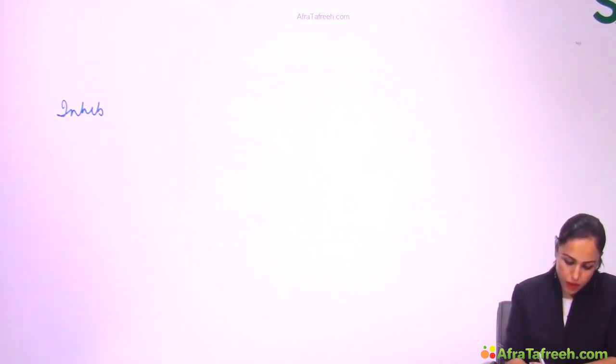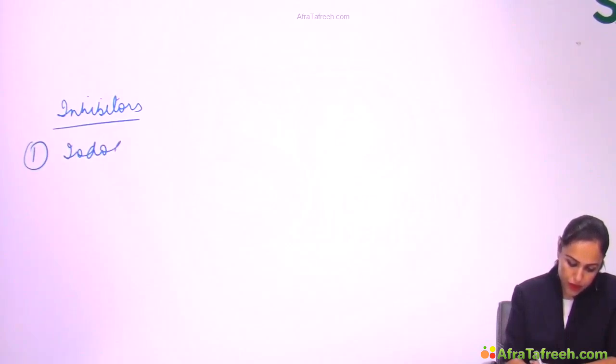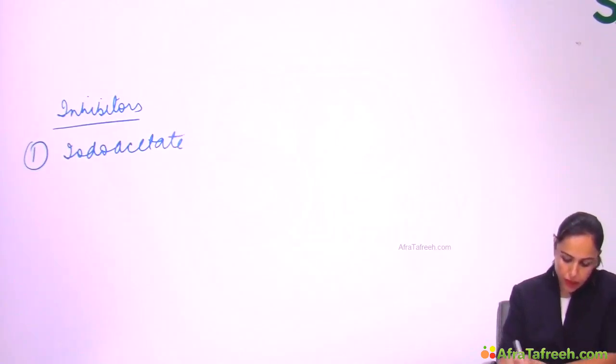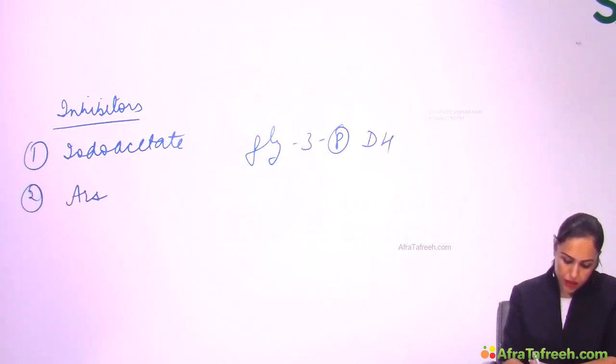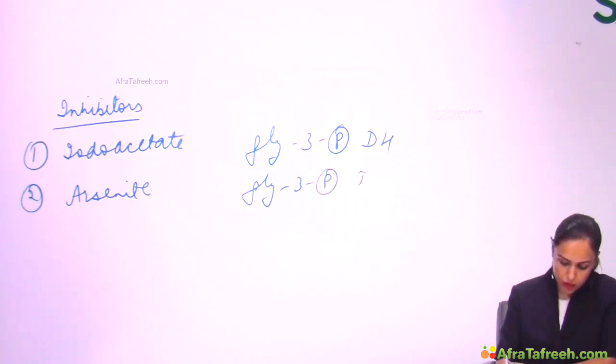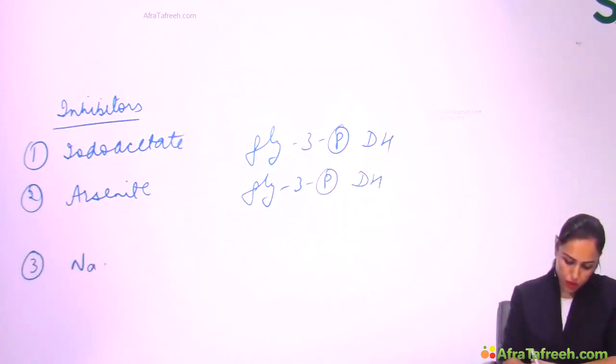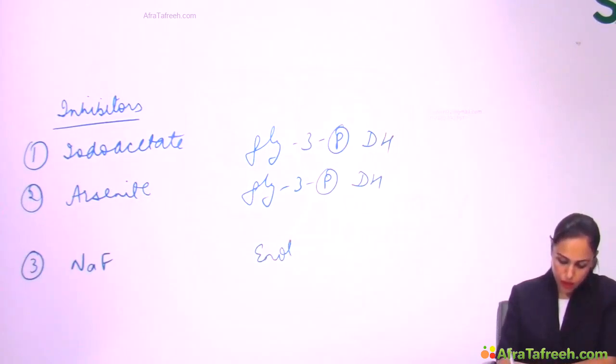Now let's take the inhibitors of glycolysis. First is iodoacetate. Iodoacetate will inhibit the enzyme glyceraldehyde 3-phosphate dehydrogenase. Second is arsenate. This also inhibits glyceraldehyde 3-phosphate dehydrogenase. Same enzyme is inhibited. Third is sodium fluoride, which inhibits the enolase enzyme.